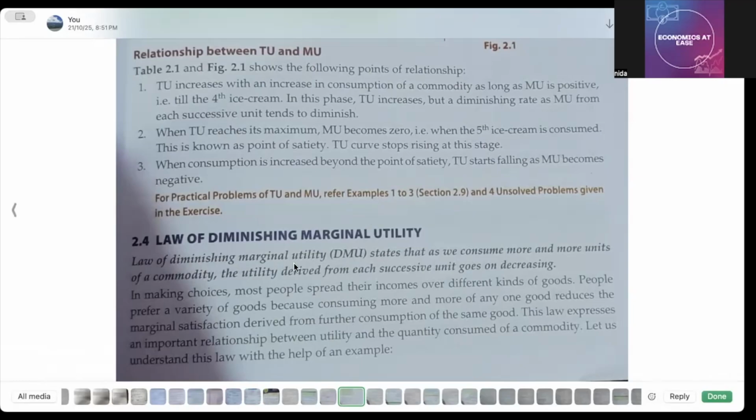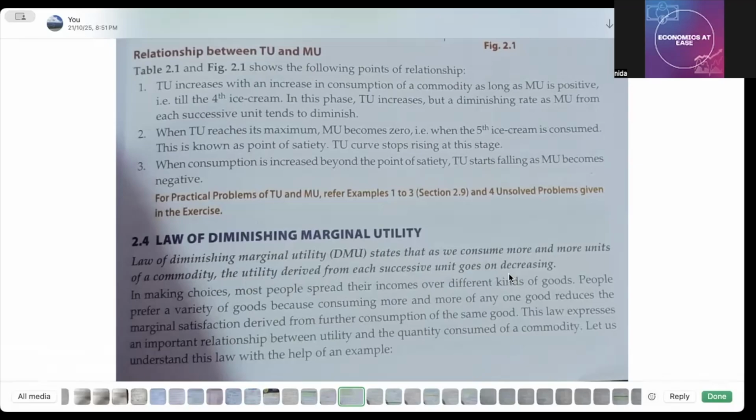The law of diminishing marginal utility, DMU in short, states that as we consume more and more units of a commodity, for example pizza, ice cream and chocolates, the utility, that is the satisfaction we derive from each successive unit, goes on decreasing. At first chocolate you derive 20 utils, with the second chocolate you may derive 15 utils, and when you eat the third chocolate the satisfaction level keeps decreasing. And a point will come when you say no, you need no more chocolates now to eat.